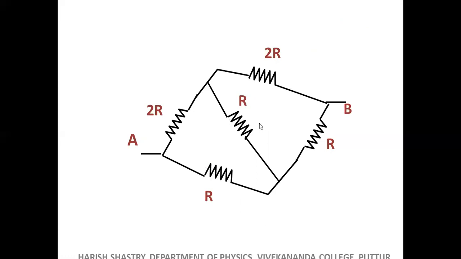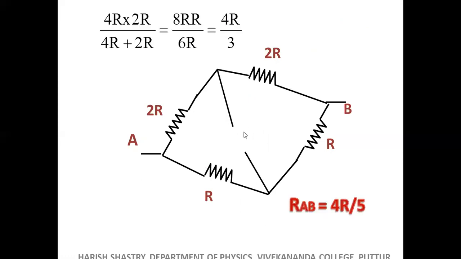So definitely you can remove this R, but the equivalent is not R, because here you have 2R parallel, so 2R, 2R, but the bridge is balanced, no doubt. 2R by 2R is 1, R by R is 1. It's a little different. Now, what is the equivalent? This is 4R and this is 2R, correct? 4R parallel 2R, because across A and B you have to find out. 4R parallel 2R means 4R into 2R divided by 4R plus 2R. It's 8R squared over 6R. It's 4R by 3.